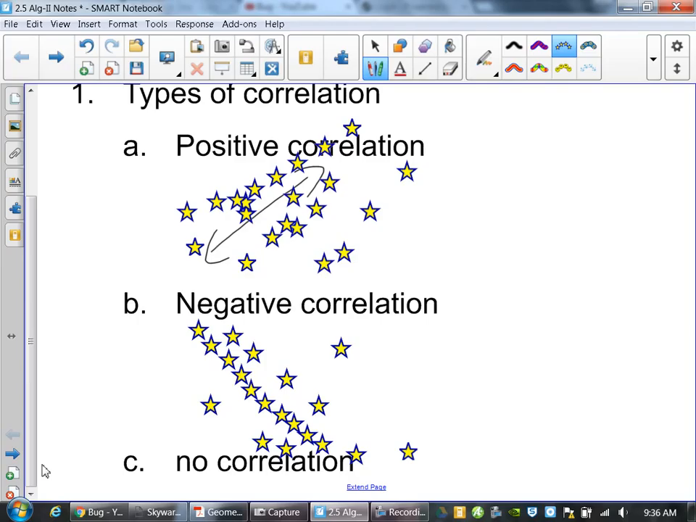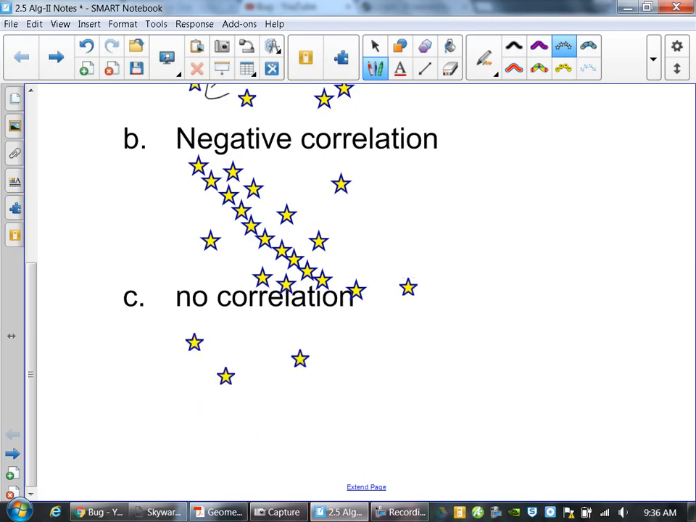What do you think no correlation would look like? It's just these two random. Just random. There's no distinguishable pattern.